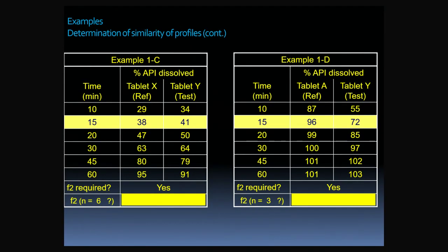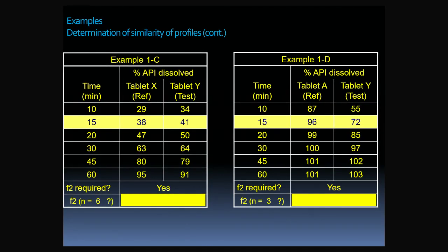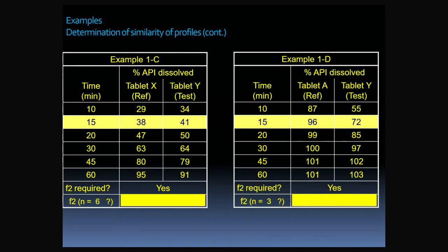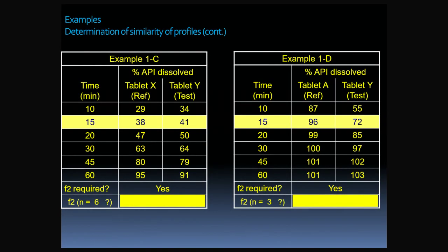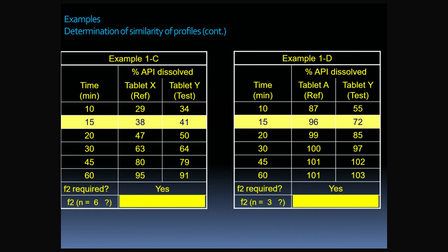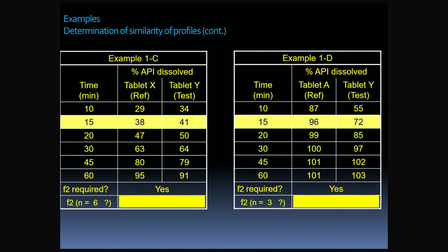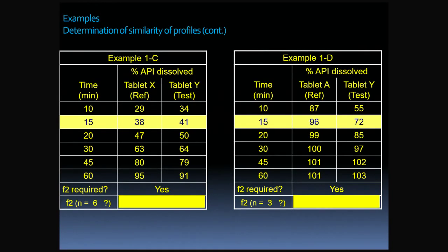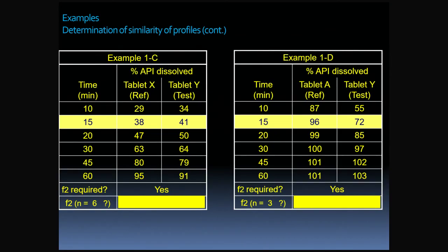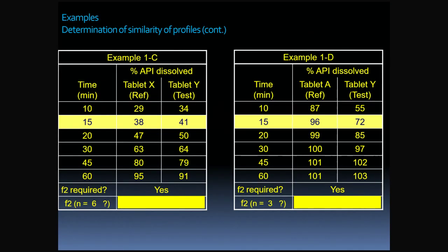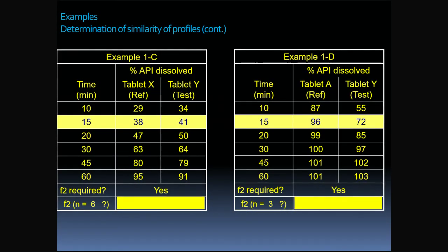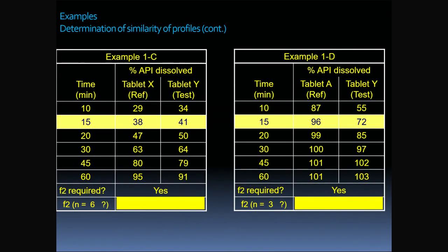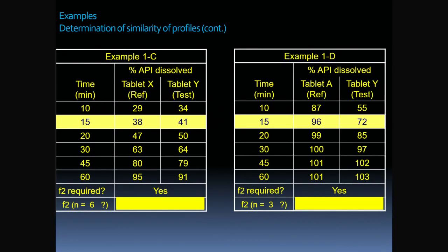We must determine the precise number of sampling intervals, n, for our similarity calculations by identifying the exact moment both formulations cross the 85% dissolution threshold. In example 1c, observe that neither tablet reaches this threshold until the final 60-minute mark, requiring us to incorporate all 6 time points into the F2 equation to accurately quantify the variance across the entire profile.